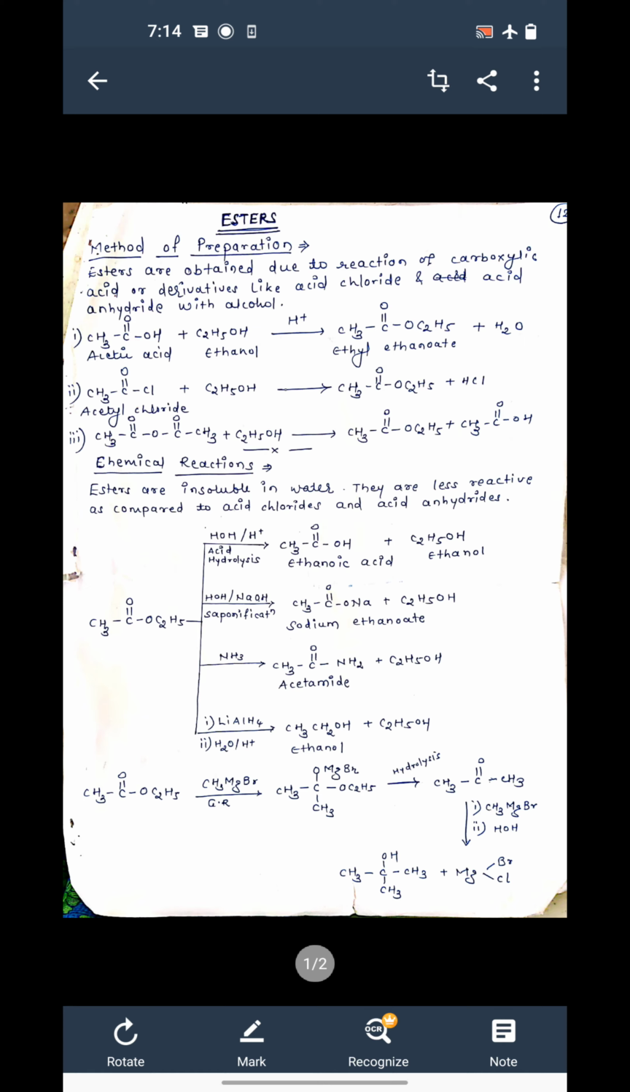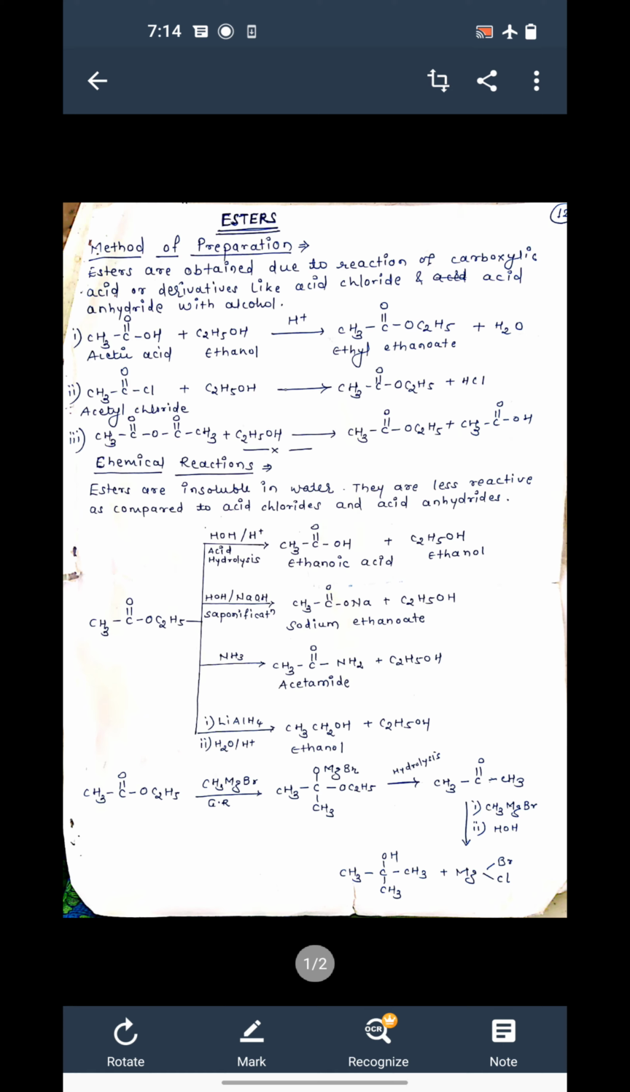In the first preparation, we take an acid and react it with alcohol in the presence of acid, so it removes a water molecule and forms an ester. We can see the specific reaction. Acetic acid reacts with ethanol in the presence of acid, a condensation reaction takes place, a water molecule gets removed here and we get ethyl ethanoate as the final product.